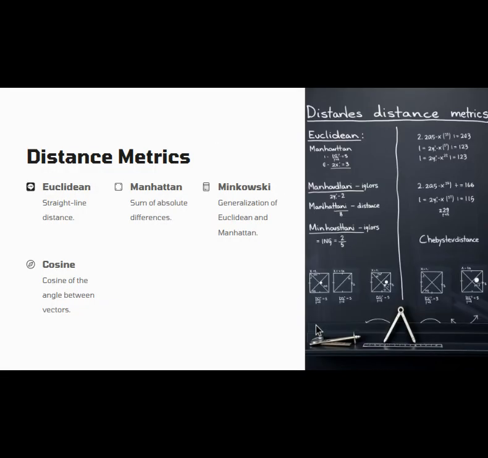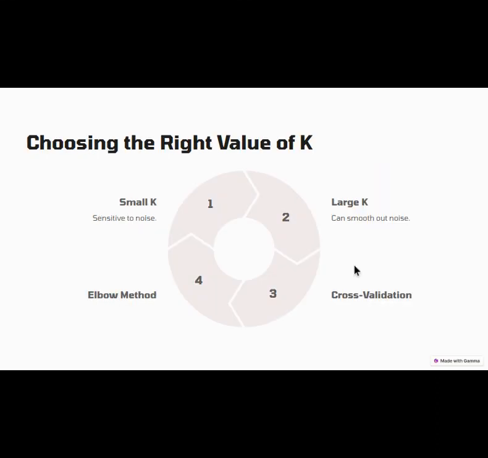Distance metrics in KNN. Euclidean distance, straight line distance. Manhattan distance, sum of absolute differences. Minkowski distance, a generalization of the above. And cosine similarity measures angle similarity between vectors.